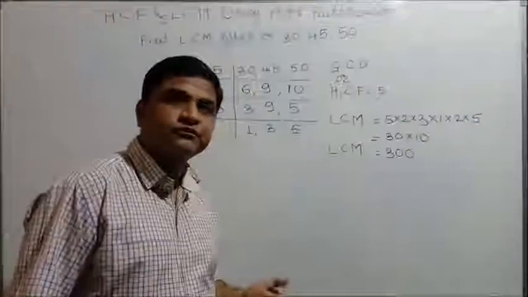So we have learned how to find the LCM and HCF of three numbers. Even this idea can be extended to four numbers, five numbers, and we can find the highest common factor and lowest common multiple of the numbers easily and rapidly with the help of the common division method.